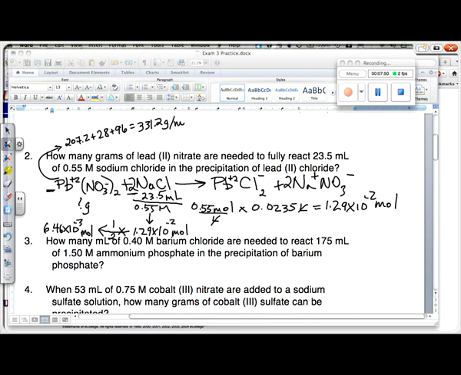Grams per mole. And I will take those moles, so 6.46 times 10 to the minus 3 moles, times the 331.2 grams per mole, and that will give me my grams. And I get 2.14 grams as an answer to number 2. 2.14 grams of lead nitrate.